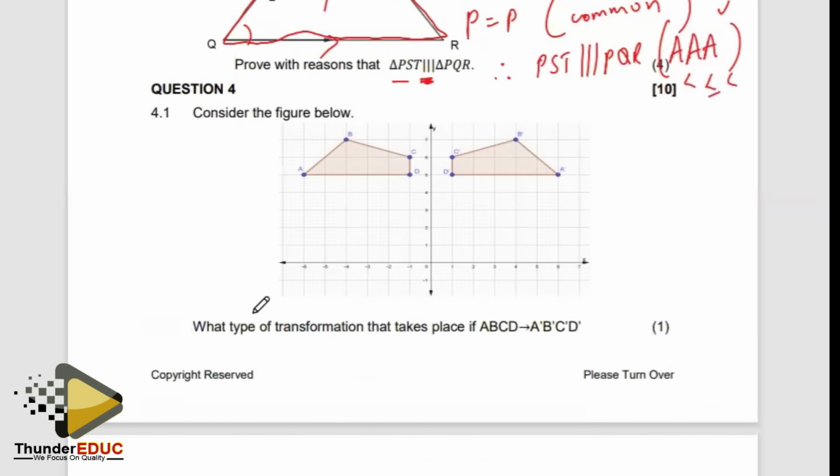Question number 4. Consider the figure below. So this represents a transformation geometry. Okay, so what we can see is that this distance from here to the y-axis is the same as that. So this is a mirror image. What type of transformation took place from this to that? So this is a reflection. Okay, but you need to be specific. Reflection about the y-axis or a reflection in the y-axis.